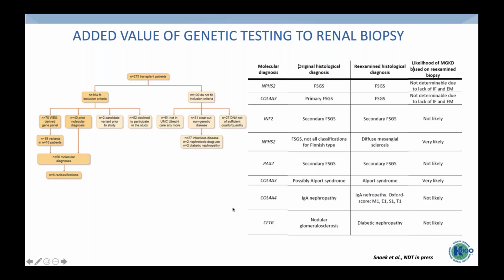In only 2 patients, the pathologist said it's very likely that this patient has a monogenic disease because there's diffuse mesangial sclerosis, or, in the other patient, there's clear Alport syndrome. This matches the molecular diagnosis: the first one with podocin mutations and PHS2 mutations, and the second one with mutations in the COL4A3 gene. So again, you can see that sometimes the molecular diagnosis is far more strict in showing the cause of the disease than the histological diagnosis.